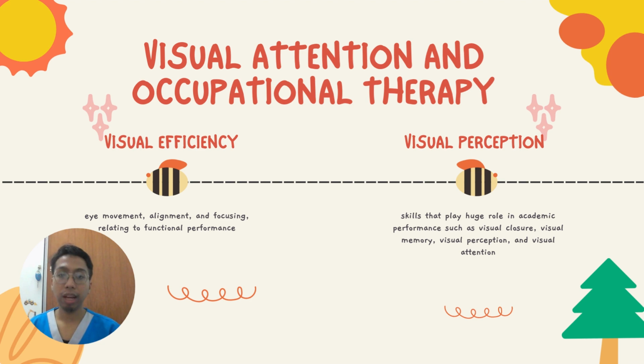So visual perception. Visual perception includes skills that play a huge role in academic performance, such as visual closure, visual memory, visual perception, and visual attention. So as you can see, visual attention is very important to visual perception. If you are not fully attentive or fully alert, how can you grab information visually? It's going to be a big difficulty for those who learn visually, because imagine your kids understand information through visual.